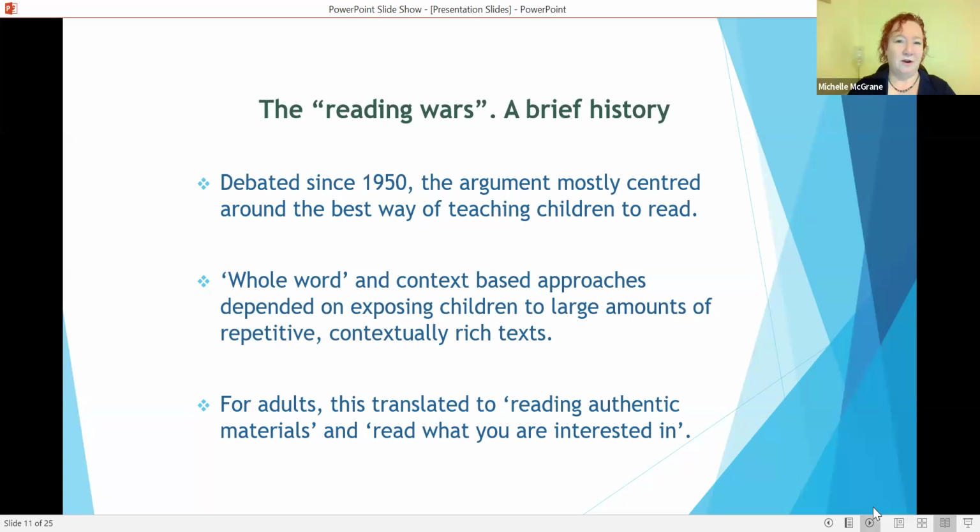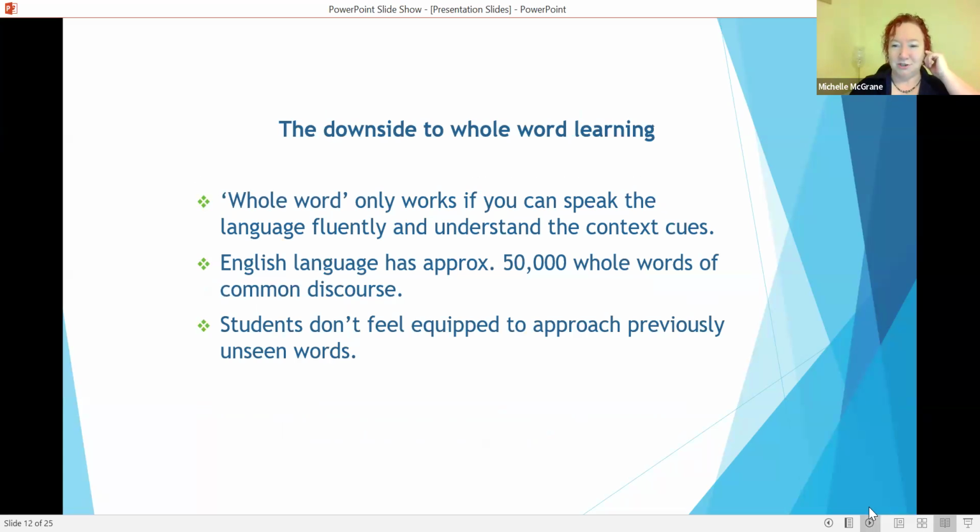That's a very, very, very brief introduction to the battle. The downside of whole word learning, essentially, is that there are too many words. That's it in a nutshell. So basically, there's roughly 50,000 words in common English discourse.